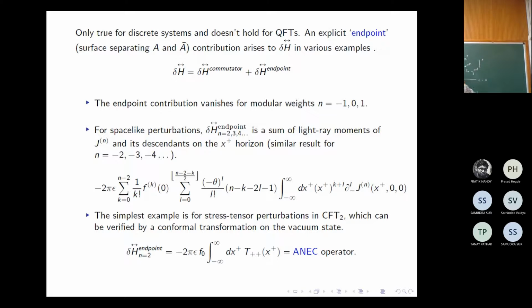So theta is this angle. Yes, it was somewhere before. Thanks. This f0 means the value of the function f at 0, but f^(k)(0) is the kth derivative of the function evaluated at 0. In fact, if it is a stress tensor perturbation, then k just takes the value 0, so it doesn't depend on the derivatives of f. But otherwise, there are all these derivatives.